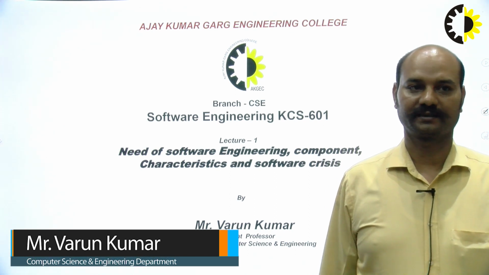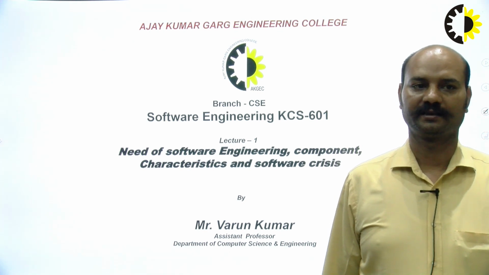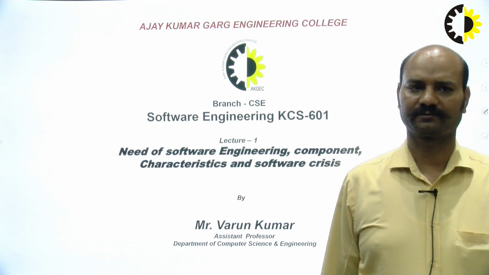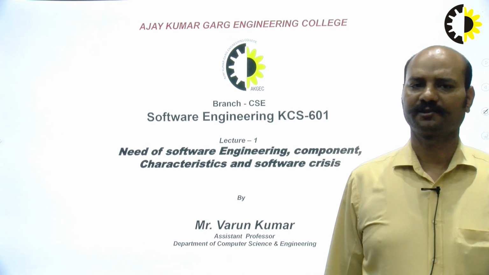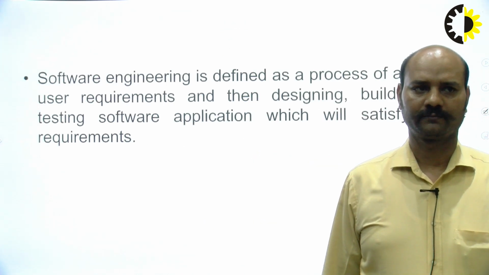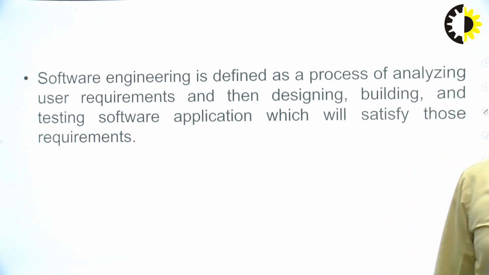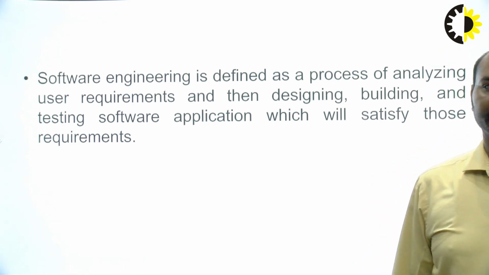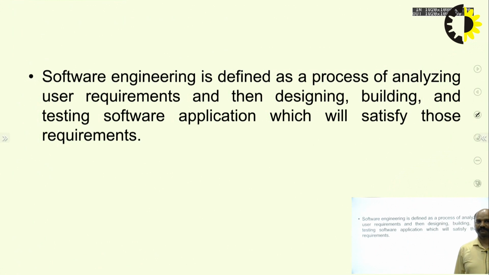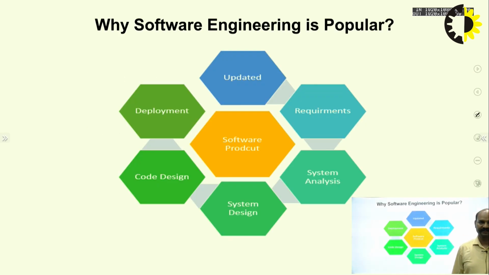Today we are discussing one topic of software engineering, that is the need of software engineering, components of software engineering, characteristics and software crisis. We have discussed what software engineering is. Software engineering is defined as a process of analyzing user requirements and testing the software application which will satisfy all the user requirements. So why is software engineering so popular?